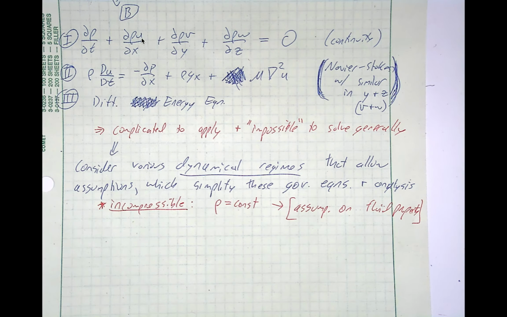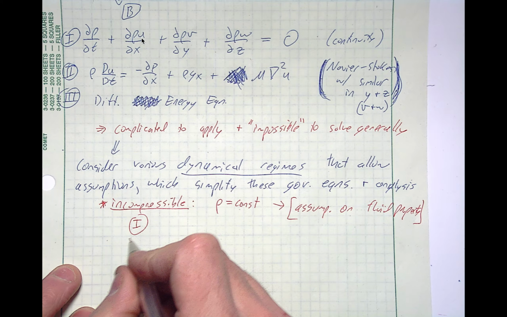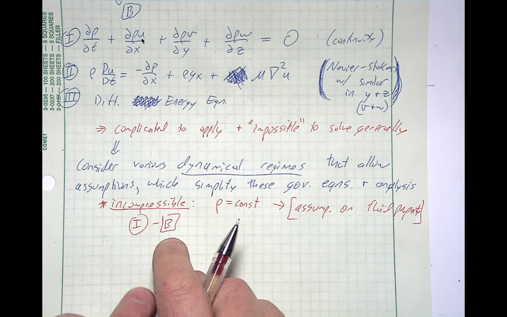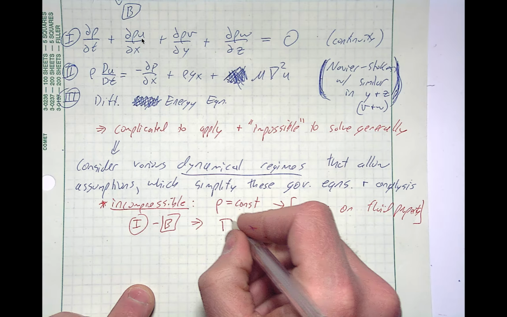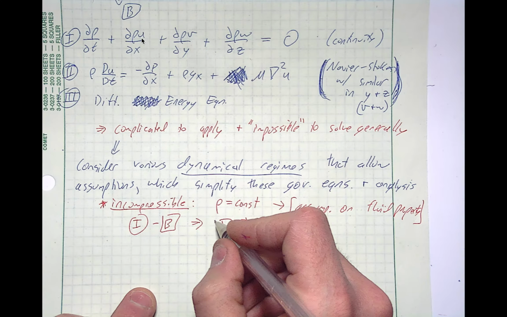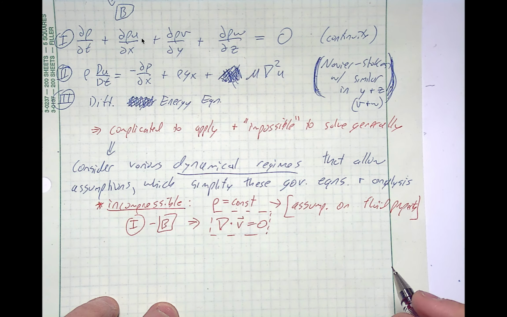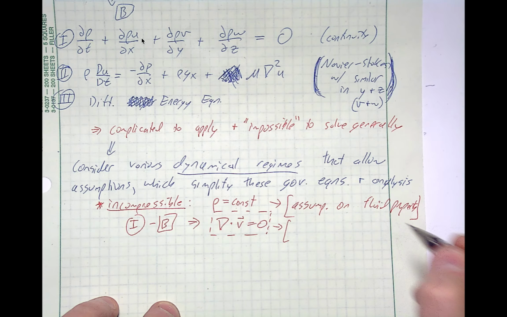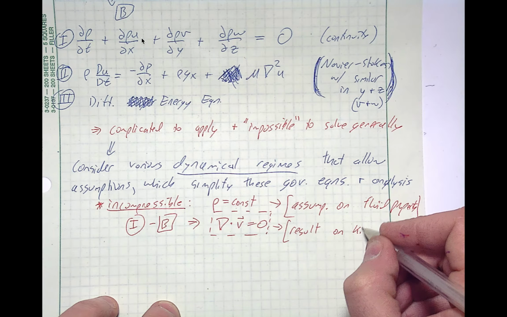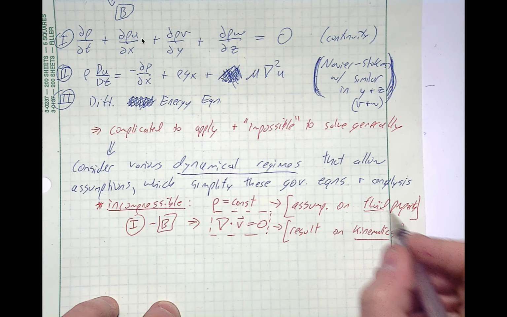You know, we're making a claim about the density itself. What this allows is that if we take the conservation of mass applied in a differential way, this then converts to the divergence of velocity being 0. So an assumption about a fluid property has a direct result on the kinematics of the flow. So that's pretty interesting, right?